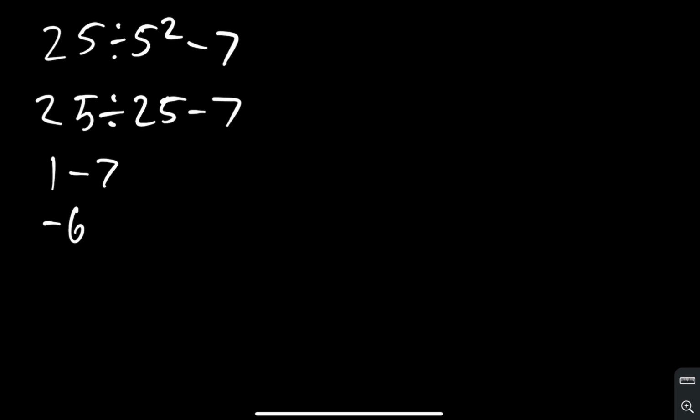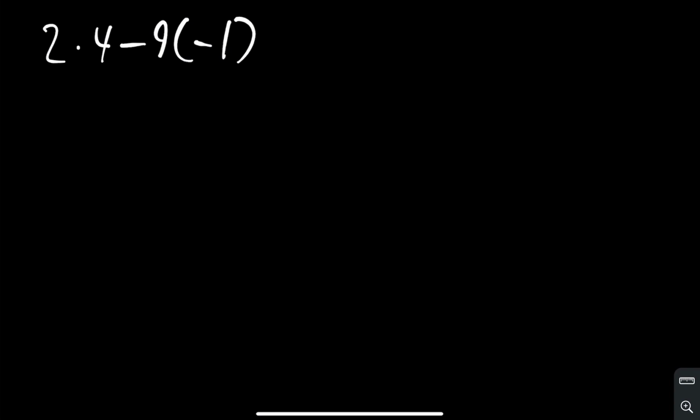So for this problem, we have no parentheses, so we can move to our exponents. We have 5 squared. So we can write that as 25 and then carry the minus 7. So then we move to our multiplication and division. We only have division, so we do the math for that. 25 divided by 25 is going to give you 1. Carry the minus 7. 1 minus 7 is going to give you negative 6. So that's going to be your answer.